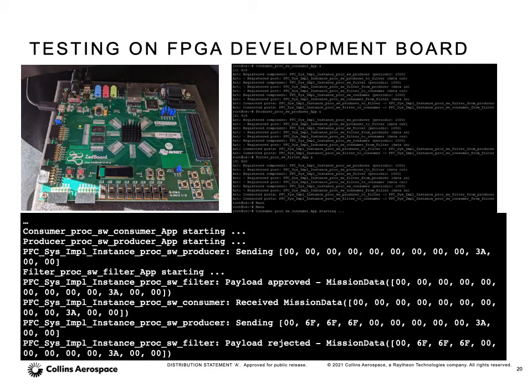This slide provides a photo of the FPGA development board. It's a very inexpensive Z board for Xilinx FPGAs. You can also see the consoles for the producer and consumer processes that feed and then monitor the filter. And you can see that certain messages presented to the filter are accepted and others are rejected dependent on their well-formedness.